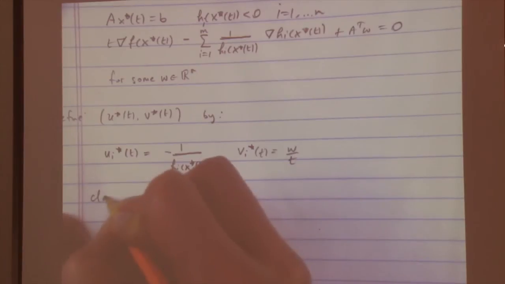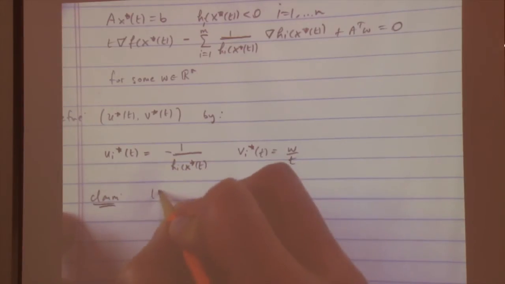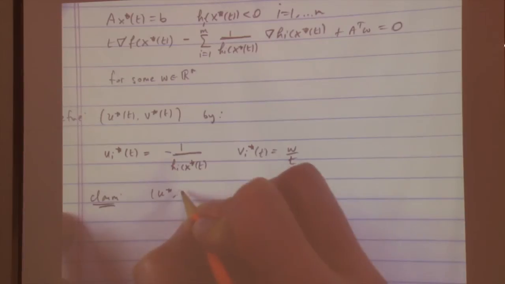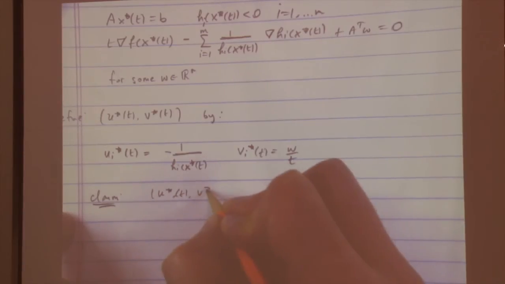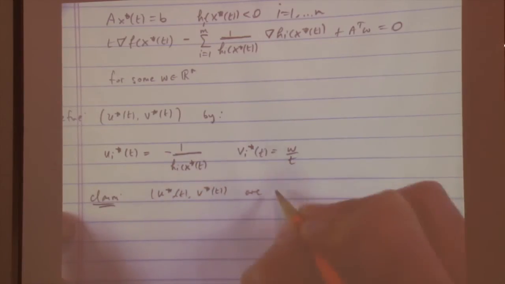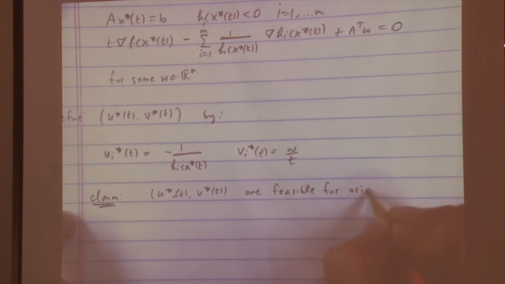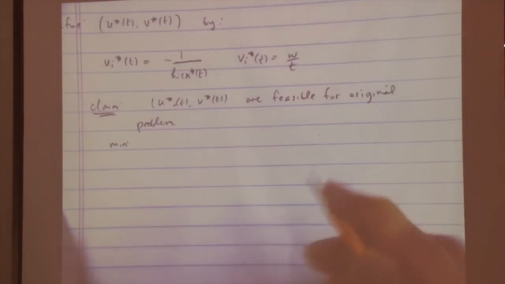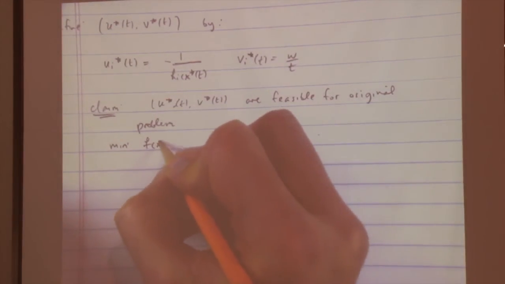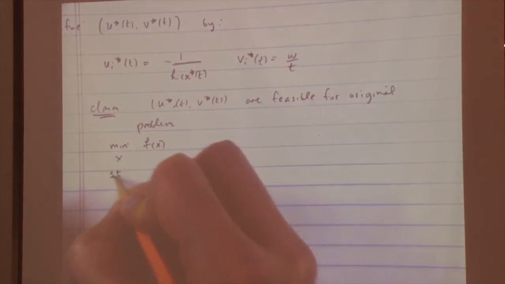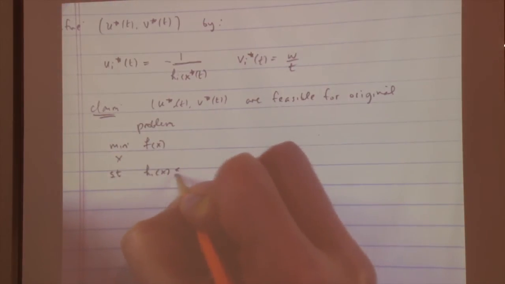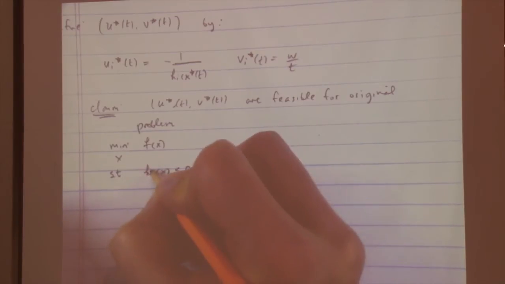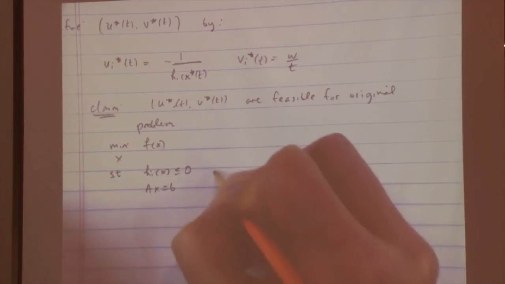So now the claim is that actually u star and v star are feasible for the original problem. Right, that was this one: minimize over all x f of x subject to these inequality constraints and equality constraints.